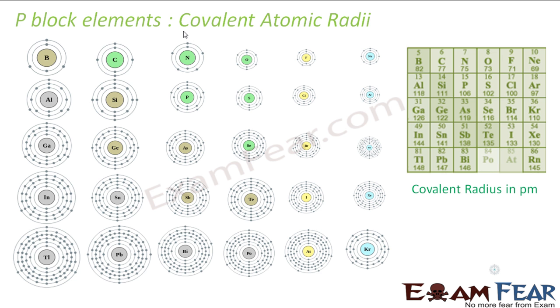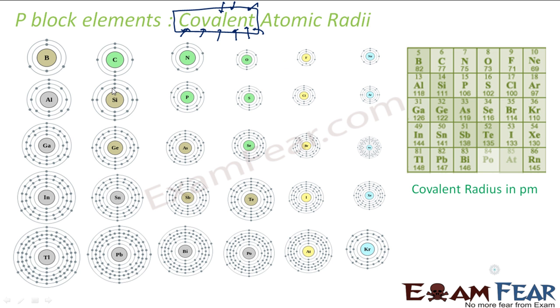And please note, here I am taking the covalent atomic radius. Please note, I am not taking the general atomic radius here. I am talking about the covalent atomic radius trend. So if you see, as we have told, the moment you go down the group, the atomic radius increases. If you go from left to right across a period, the atomic radius decreases.